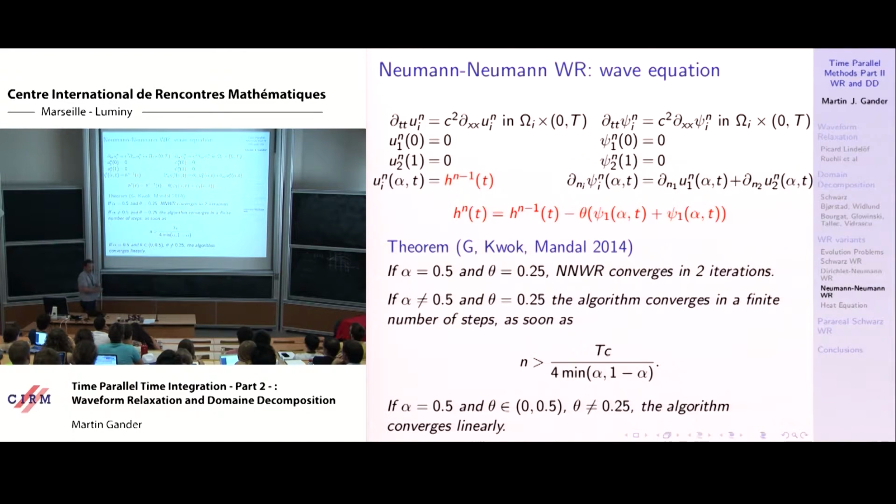We also studied the Neumann-Neumann waveform relaxation algorithm for the wave equation, and the results are very similar. It's a direct solver under certain conditions of alpha and theta, and if theta is not well chosen, it again converges only linearly. So these methods are domain decomposition methods that are used in a waveform relaxation type. They solve in space-time, and for the wave equation, we don't have a full understanding. They're all direct solvers for good choices of parameters.